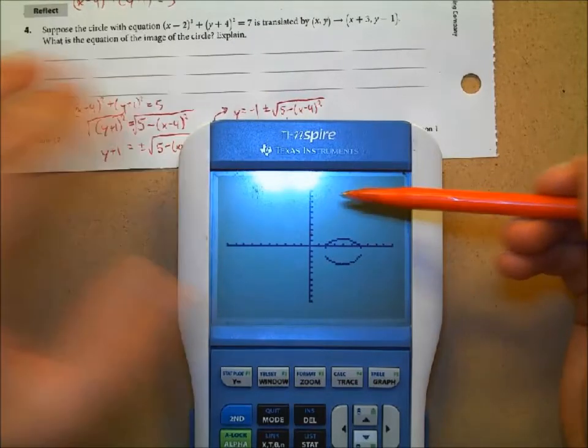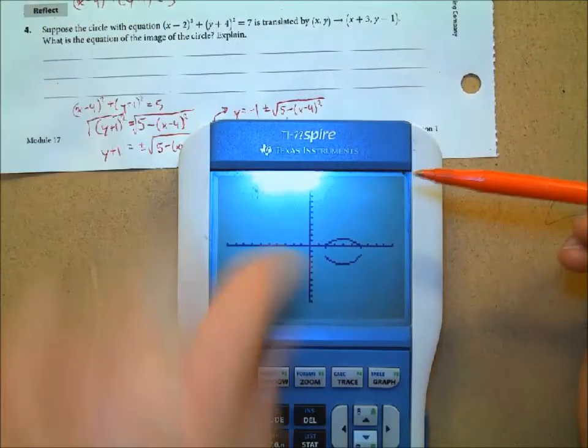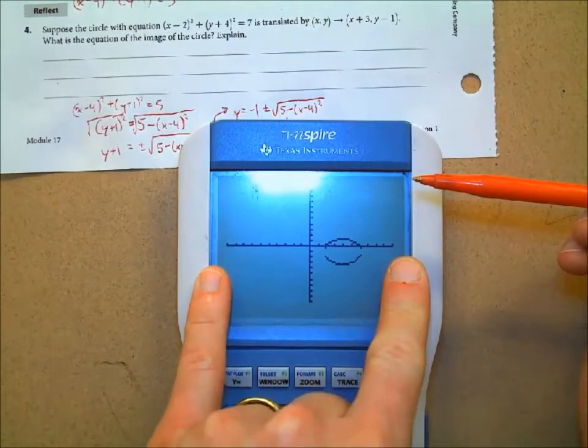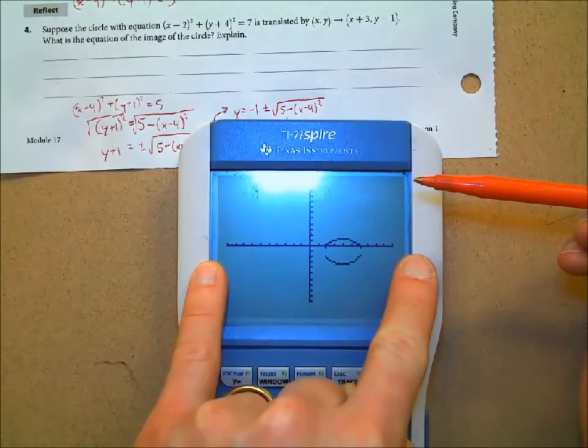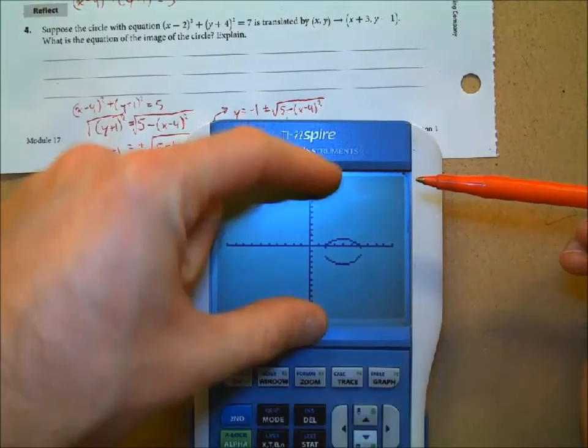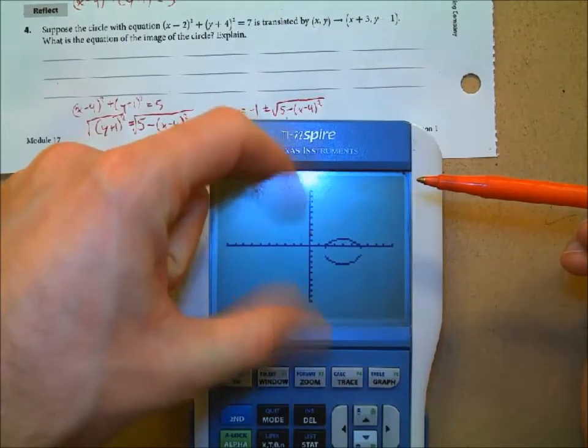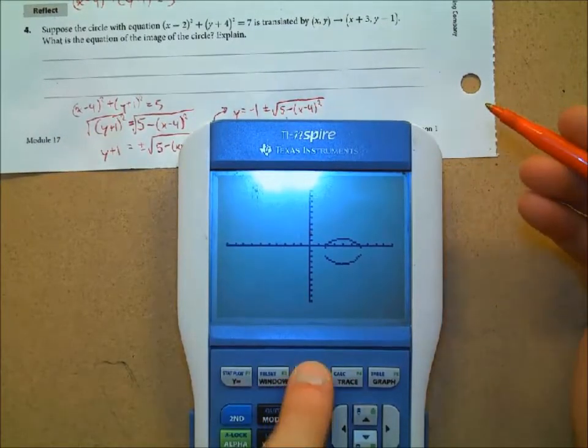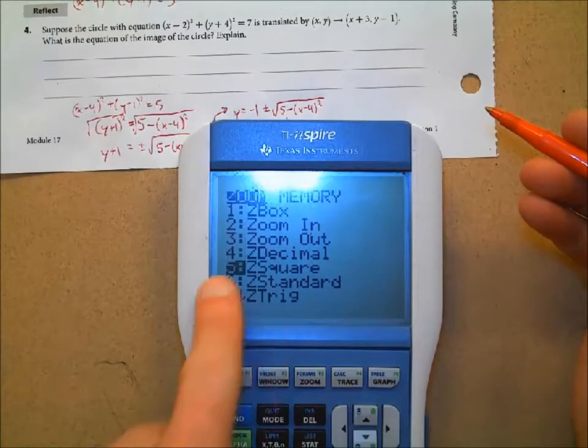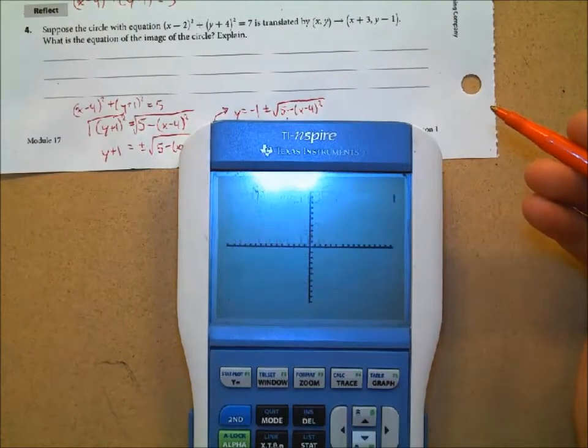So the negative 10 to 10 here is squished down as compared to the negative 10 to 10 here, because it's wider here to go from negative 10 to 10, so it stretches things out. And the negative 10 to 10 here is narrower, so it squishes things down. To fix that, press the zoom button, and go to number 5, zoom square.